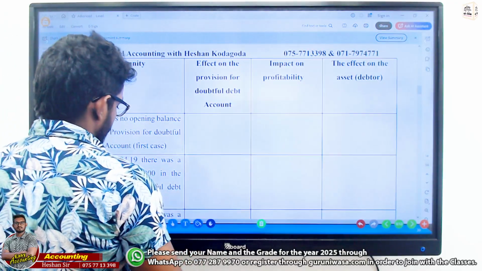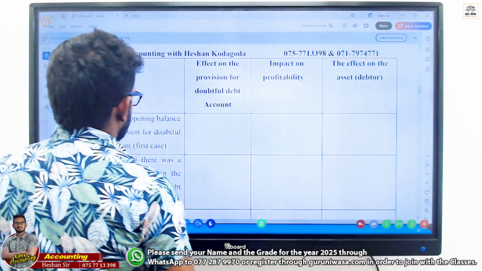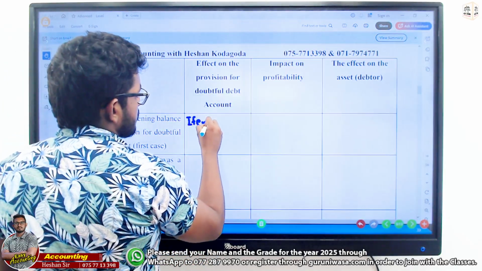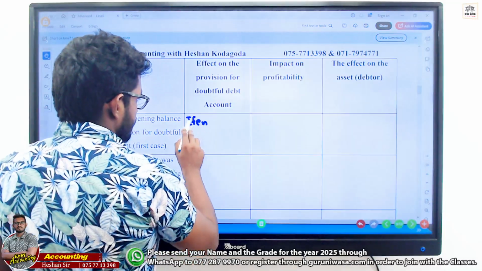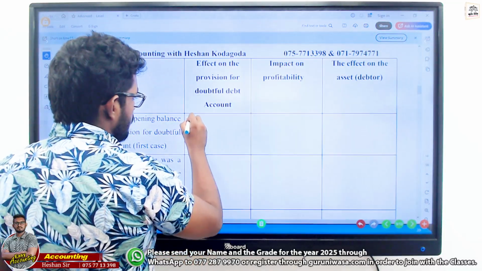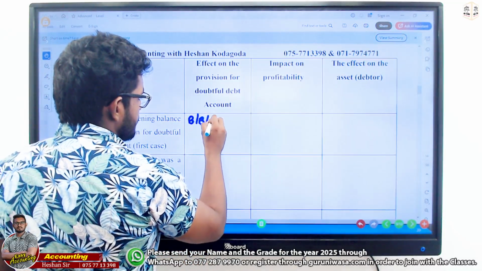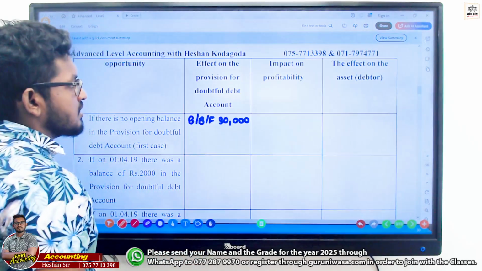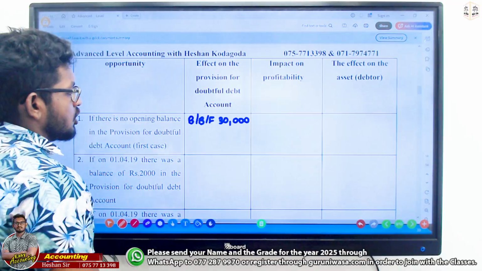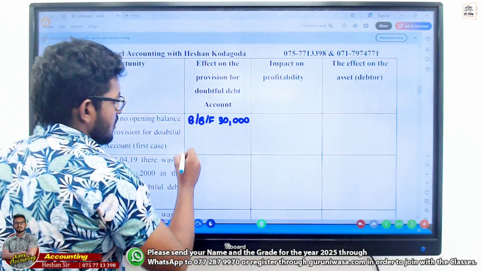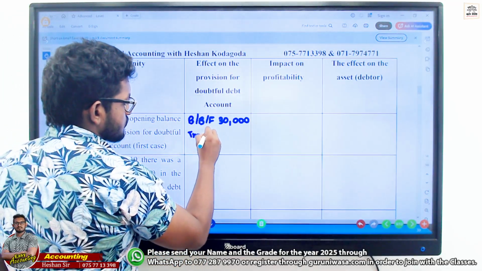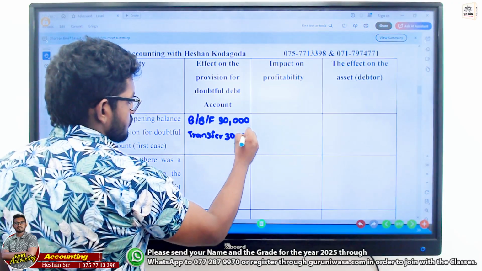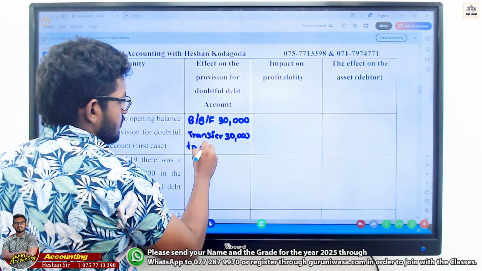From here we transfer and identify. Normally, the provision balance is 30,000. This is not over provision or under provision, anything, right? So transfer 30,000 to doubtful debt.